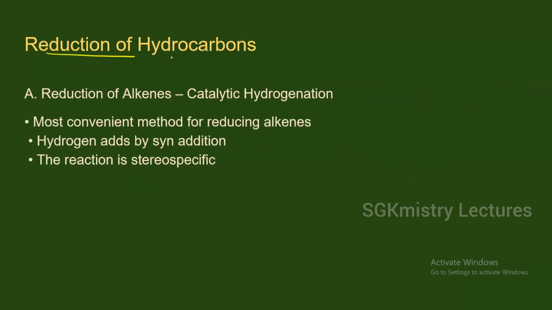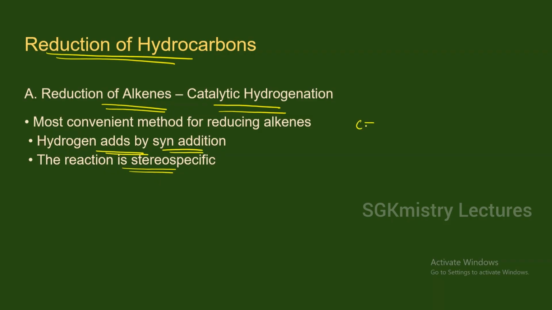Now first, as we have studied for oxidation, let us start with understanding the reduction of hydrocarbons. First, again, like that of oxidation, let us start with understanding the reduction of alkenes. So by catalytic hydrogenation reaction. This is the most convenient method for the reduction of alkenes, where the alkene in the presence of hydrogen and in the presence of a suitable catalyst results in the formation of alkanes, right? And now hydrogen adds by syn addition, and again this particular reaction is also stereospecific.